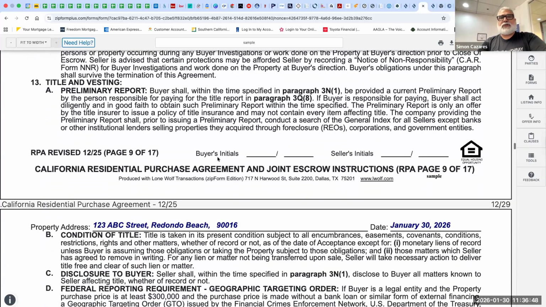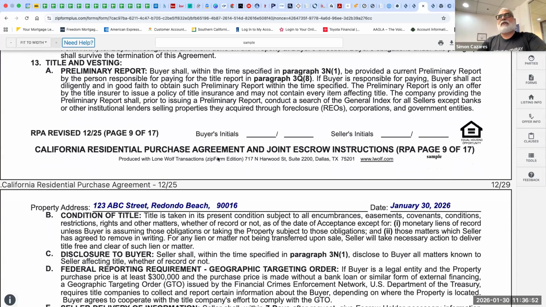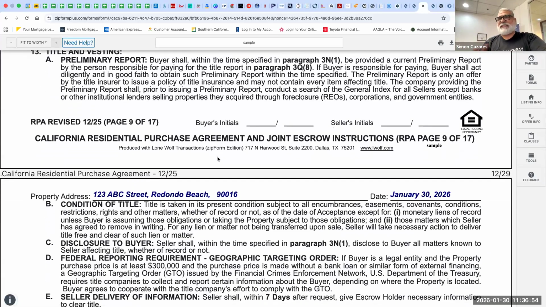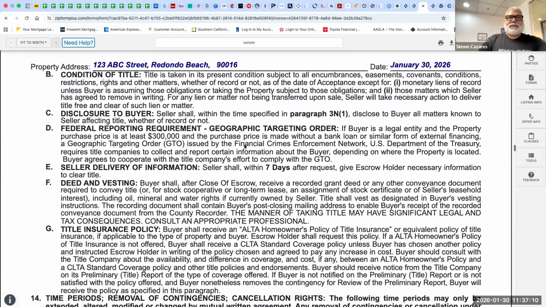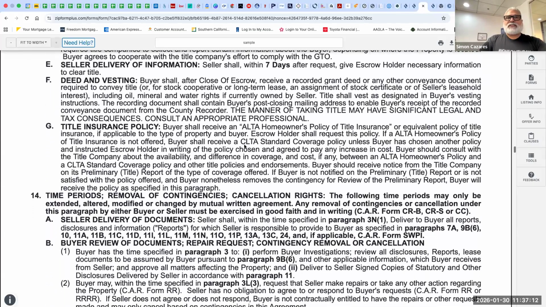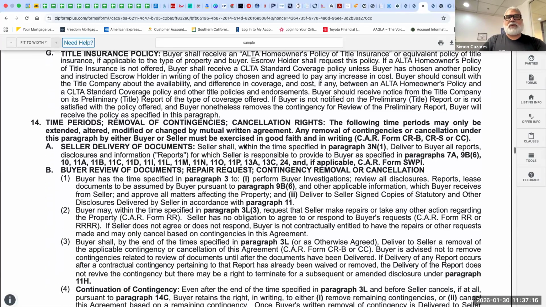Title vestings, making sure the buyer does their due diligence and how they want to retain title, so they can do it as joint tenancies, tenants in common, or as a corporation, and so on and so forth. The condition of title. Remember, all properties have to clear title before transfer of ownership happens, because if there's a cloud, the lender will not lend on the property. Sellers deliver information, deed, investment, all of it, title insurance. Obviously, the bank is going to request that.